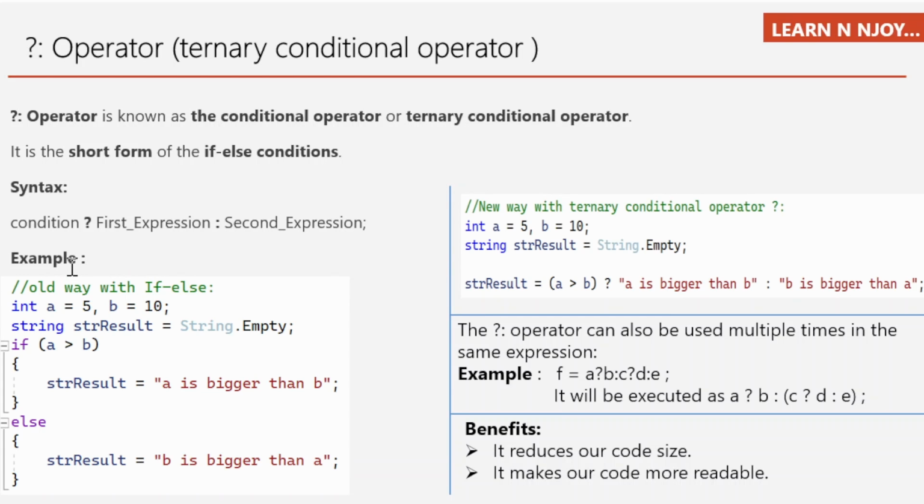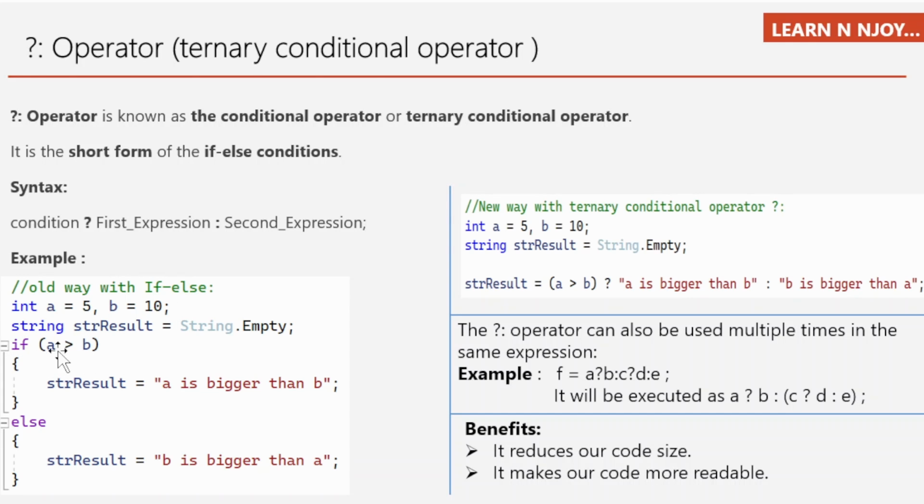So if you see the example, the old way, how we write it with the help of if-else: int variable a is equal to 5, b is equal to 10, and string str is equal to string.Empty, and we are checking if a is greater than b. Here a is equal to 5, b is equal to 10.